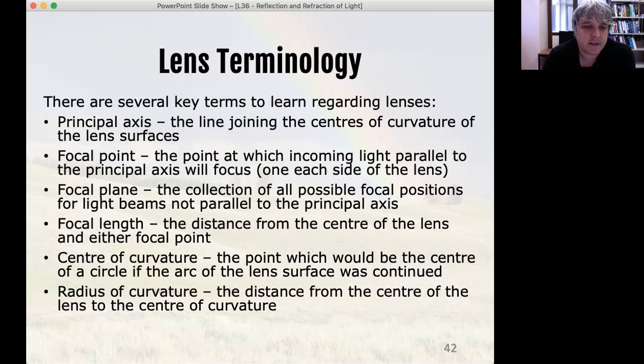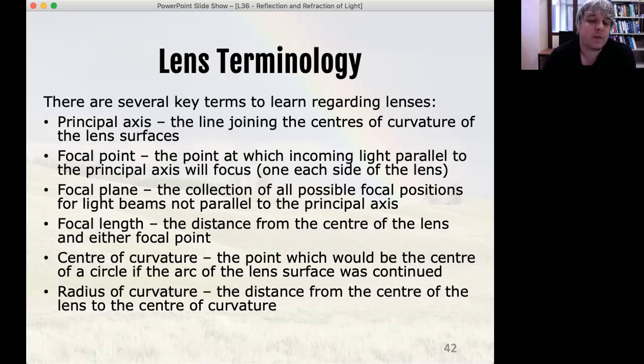Focal length is the distance from the center of the lens to the focal point. I said either focal point there because you can obviously shine light on either side of a lens and it will do the same thing, because lenses are always symmetrical. At least the ones we're dealing with are always symmetrical.